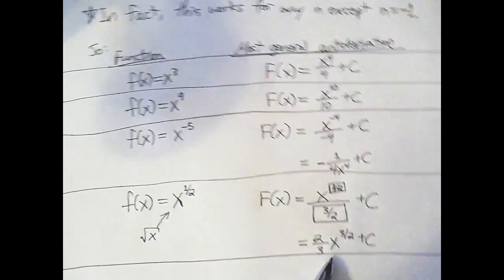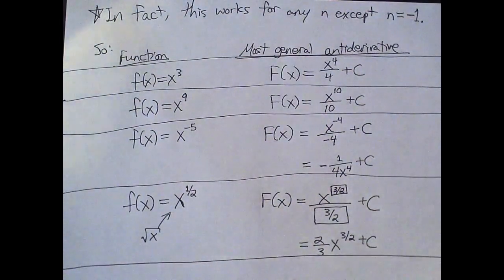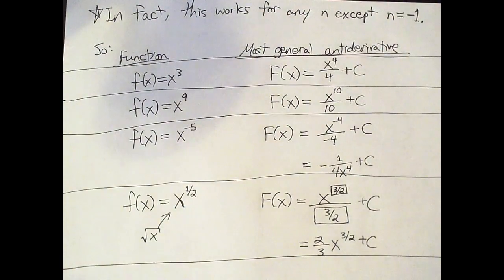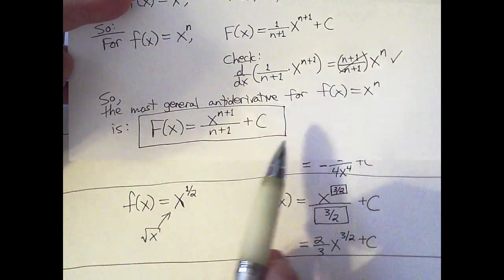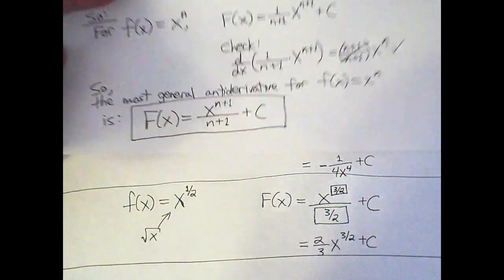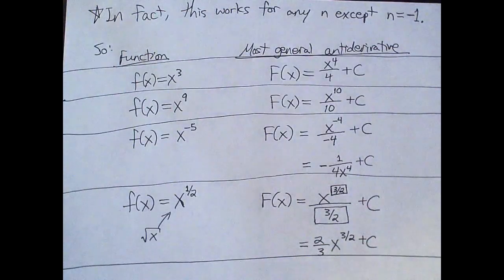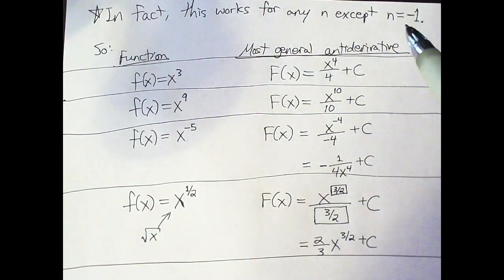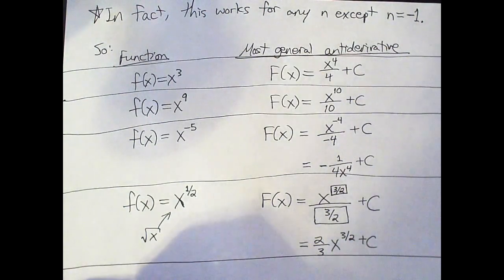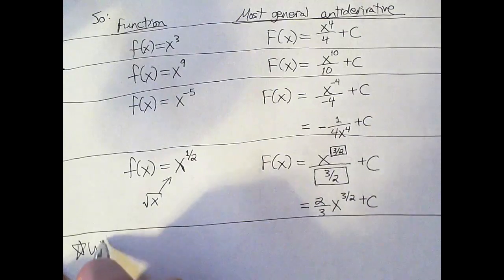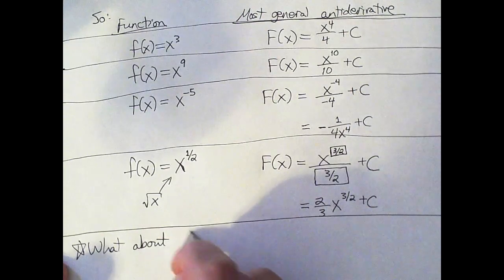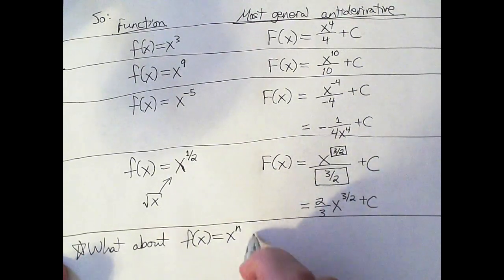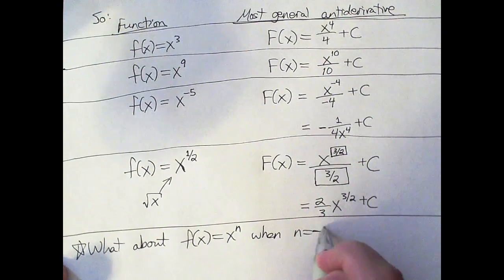And you don't have to memorize that as a rule for the square root function. What you should probably memorize is this thing that we put a box around. This is a good formula to know. So we just used it on 4 little problems. And I said at the top of the screen here that this works for every value of n except for -1. So what about f of x equals x to the n when n equals -1?